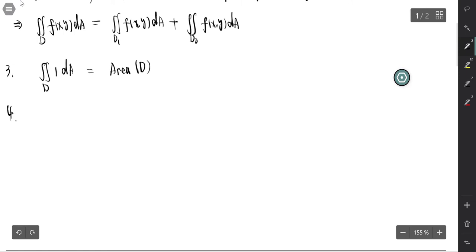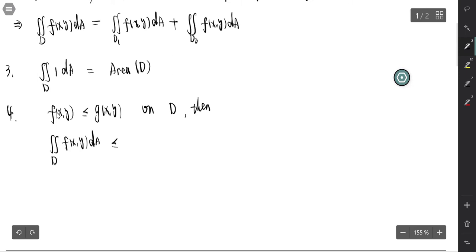The fourth one is, if f(x,y) is less than or equal to g(x,y) on D, then the integration of f(x,y) is always less than or equal to the integration of g(x,y).